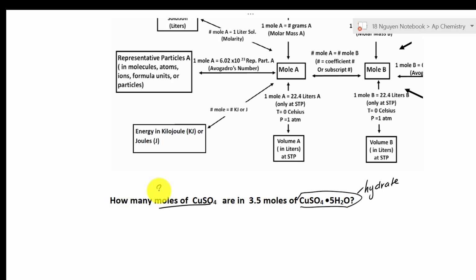So we're looking at a question mark. How many moles of copper sulfate? So we have moles of CuSO4. And we are given 3.5 moles of copper sulfate pentahydrate. This is the whole thing. So we are given 3.5 moles of this.